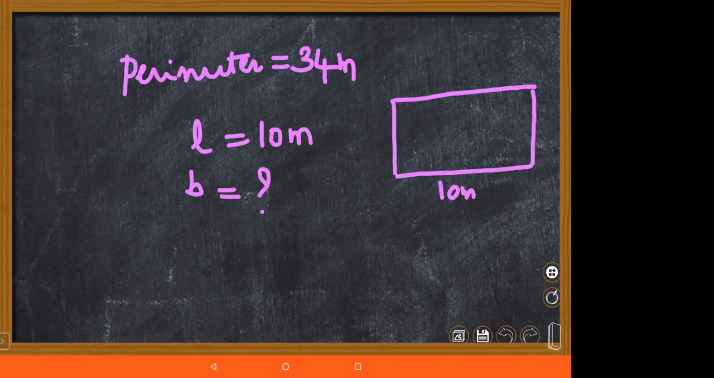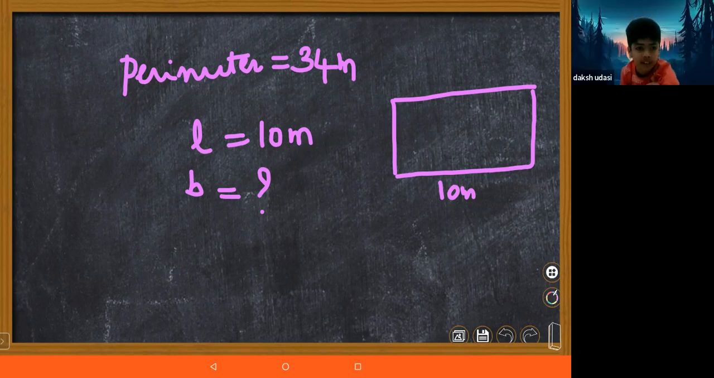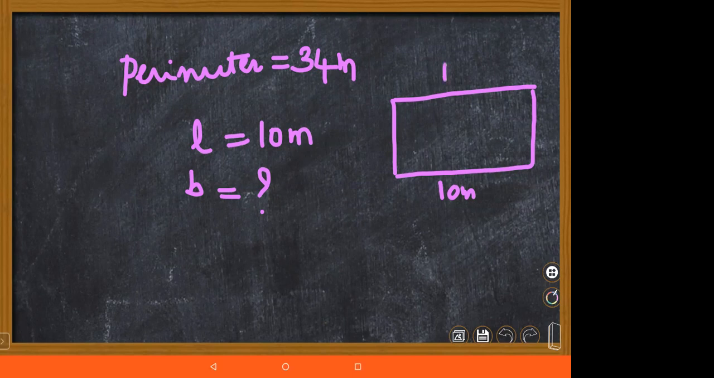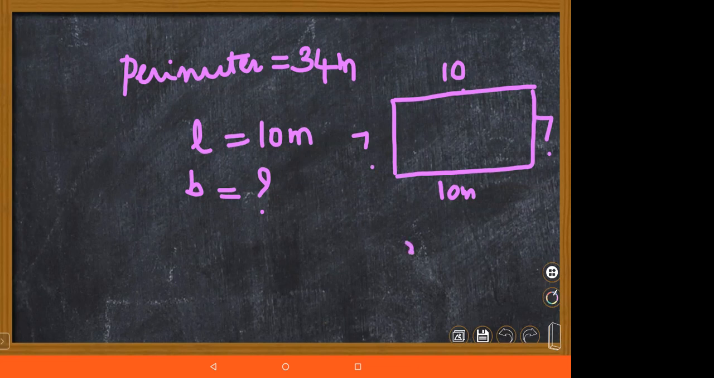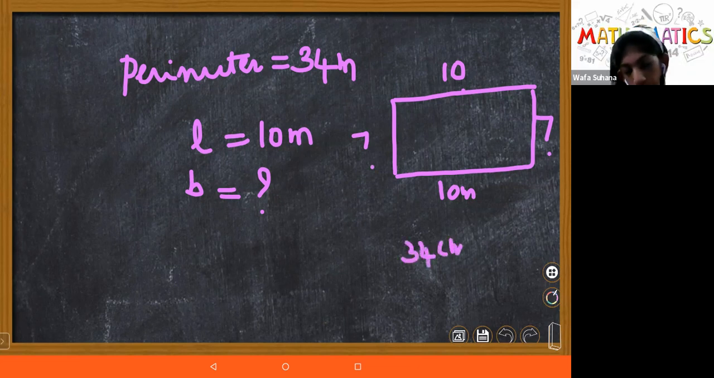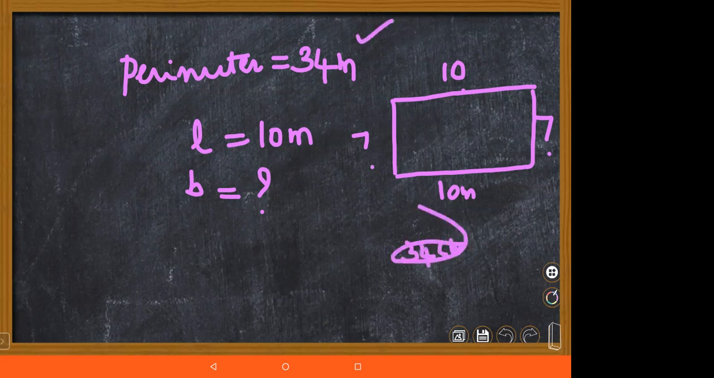Very good. Children, do you understand how you have to verify your answer? How can you verify? Opposite sides are equal for a rectangle. He said 7 meters, so this side is also 7. Now you have to add up all: 10 plus 10 is 20, plus 7 plus 7 is 14, 20 plus 14 is 34 meters. So our answer is correct. Like that you can verify your answer, children.